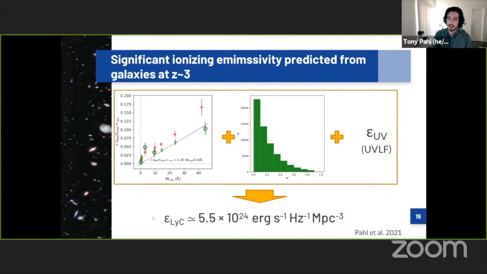as well as a UV luminosity function. And combining these three things, we can estimate Lyman continuum emissivity at redshift 3 from star-forming galaxies of about 5.5 times 10 to the 24 ergs per second per hertz per megaparsec cubed. This is approximately comparable to estimates of ionizing emissivity from quasars at redshift 3. So even at redshift 3, galaxies are definitely significantly contributing to the ionizing background.